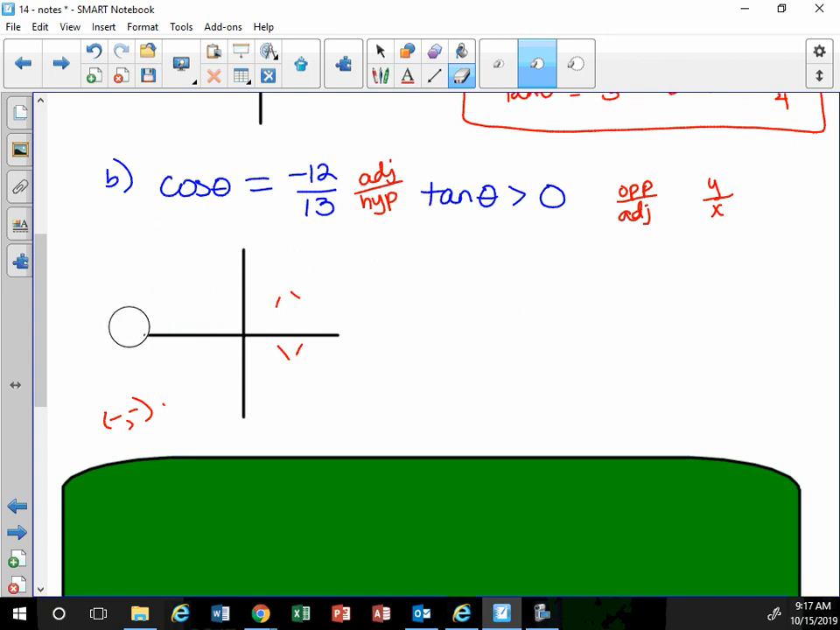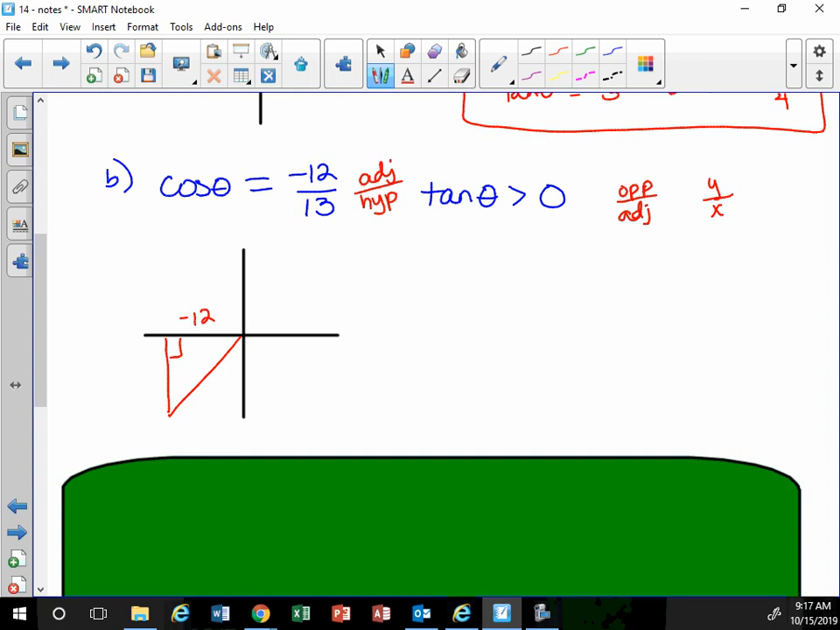We're going to practice a bunch of those today, like figuring out the quadrant it fits, because I think that's the hardest part for you. So I know adjacent was -12. Hypotenuse was 13. What does that make the other side of my triangle? Close. -5, right? Do you guys see how it goes down, so it has to be negative?